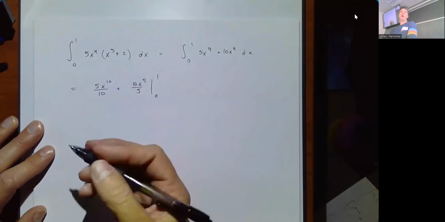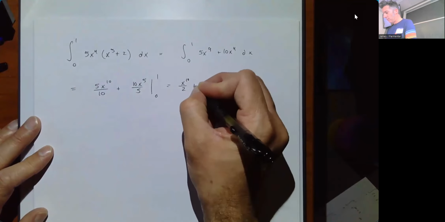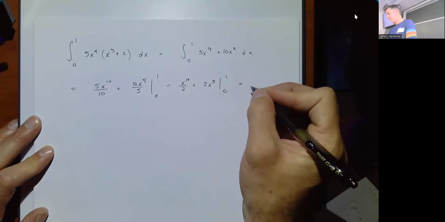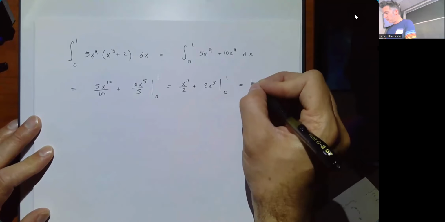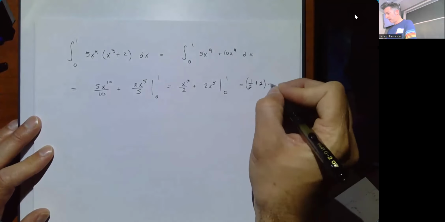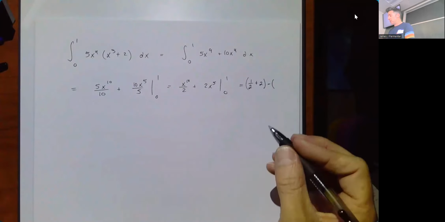I'd probably simplify that and write it as x to the 10th over 2 plus 2x to the 5th from 0 to 1. And then I plug in. Plugging in 1, you get 1 divided by 2 plus 2 times 1 minus, you should always check when you're plugging in 0. Most of the time when you're plugging in 0, you get lots of zeros, but you might not always. If you got like cosine of 0, that's 1, or e to the 0, that's 1.